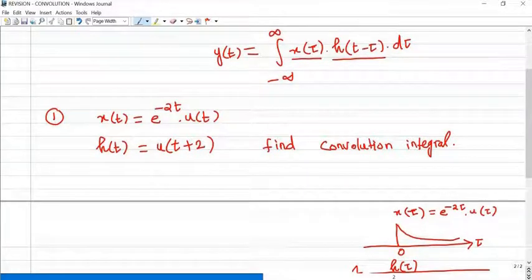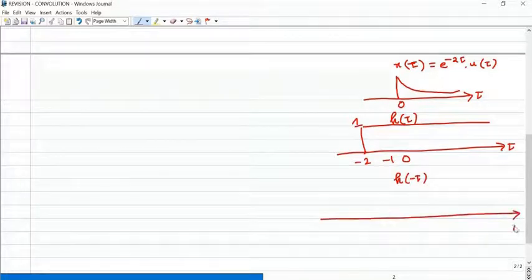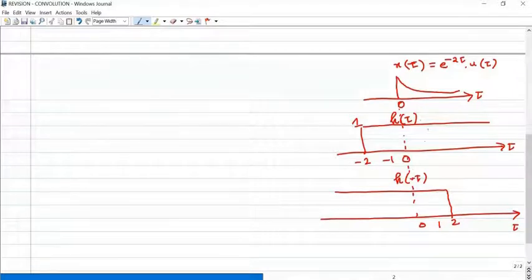X of tau, h of minus tau. So h of minus tau, you plot it now. H of minus tau plot. So now 0, 1, 2. This is the signal diagram for h of minus tau, because h of t equal to u of t plus 2. So minus 2 to infinity. U of minus tau means minus infinity to 2.